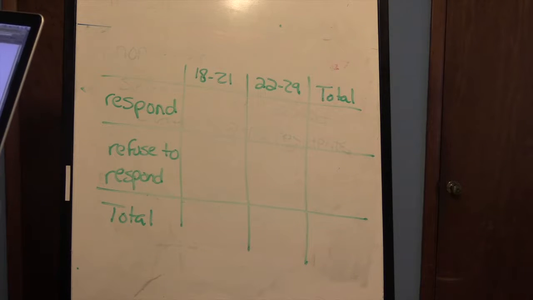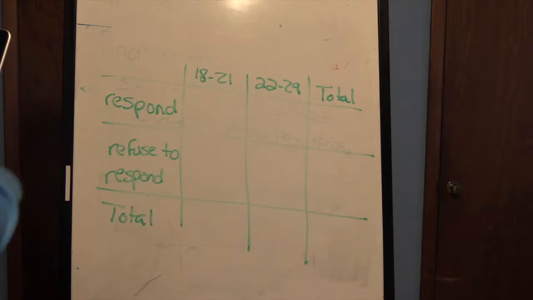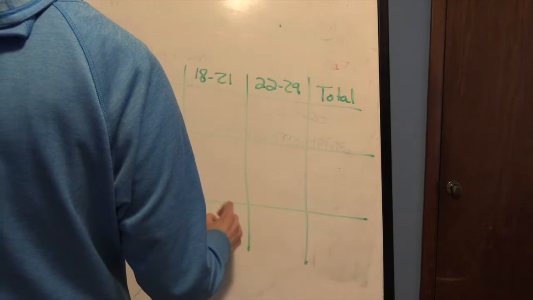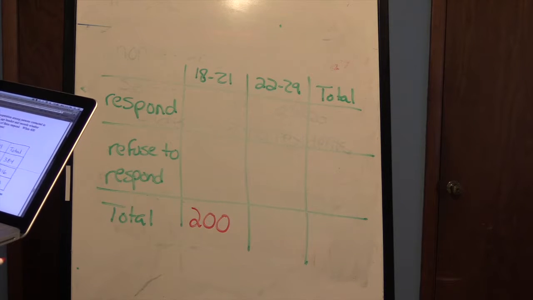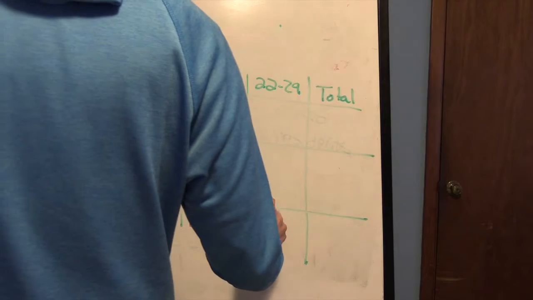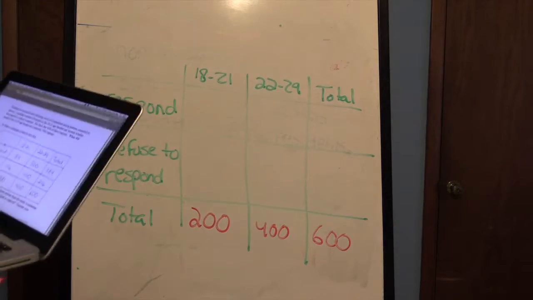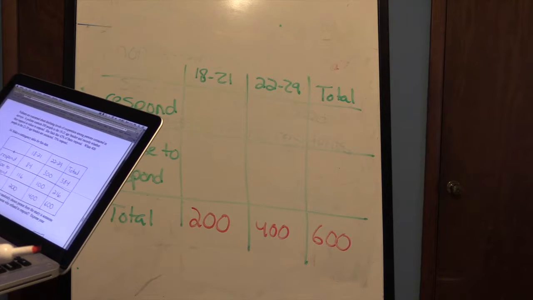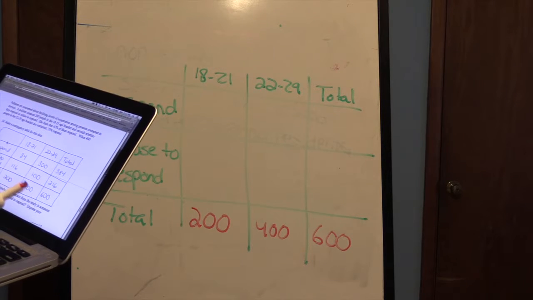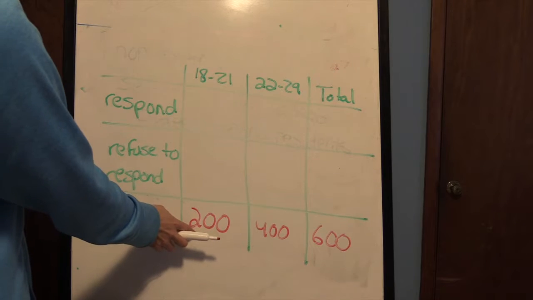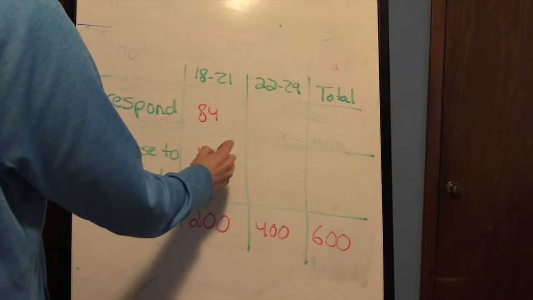So it says they contacted 200 people in the 18 to 21 age bracket. So we had 200 people in the 18 to 21 age bracket. Okay? And then 400 people in the 22 to 29. So we know our total is 600. Okay? So those are the easy ones. Now, when we look at that 200, it says she finds 42% of people in the 18 to 21 age bracket respond. So we're going to take 42% of 200. Okay, that's 84. All right, which means this must be 116.